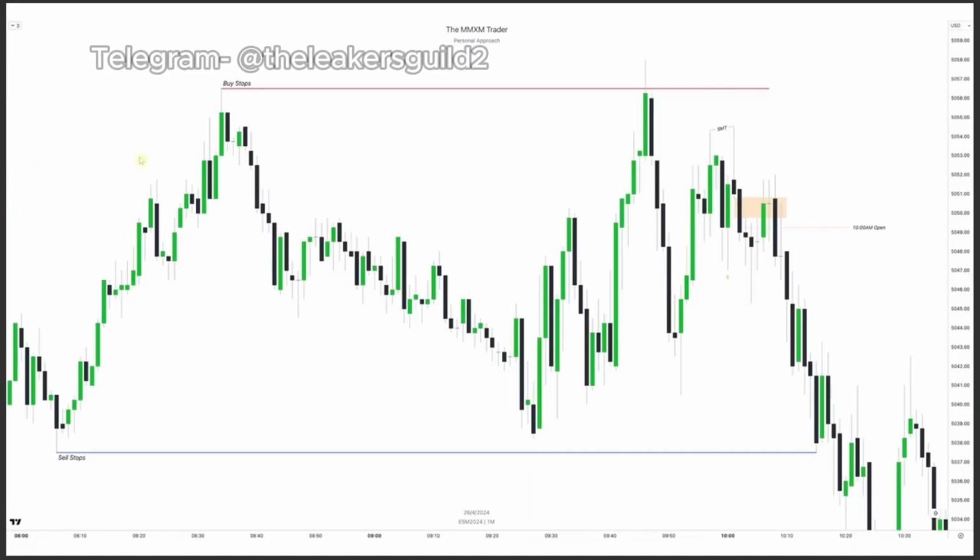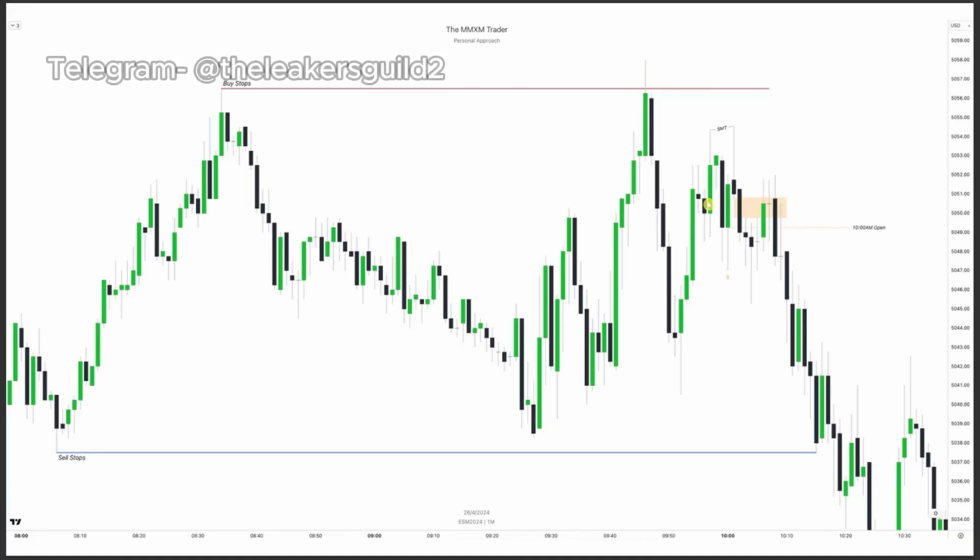So if we zoom in, we've got a 1-minute chart over here, the ES 1-minute chart. Buy stops raided over here, that 8 a.m. candle taken out by the 9 a.m. candle, then closed inside. And then once the 10 a.m.